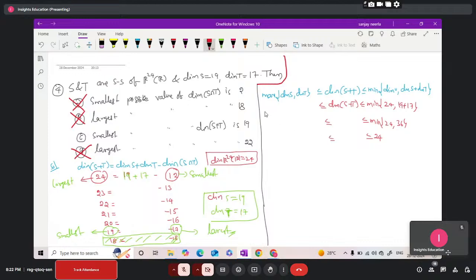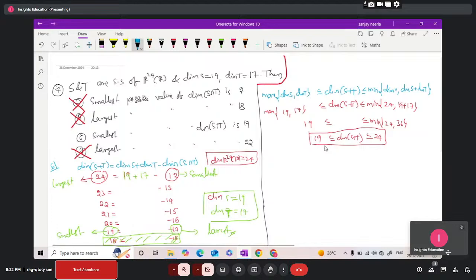Next one, come to the left side. Maximum of S is 19, so we'll get 19. So this one is the dimension of S plus T, in between 19 and 24. Adhe manaku vachesindi ikkada. Okay.